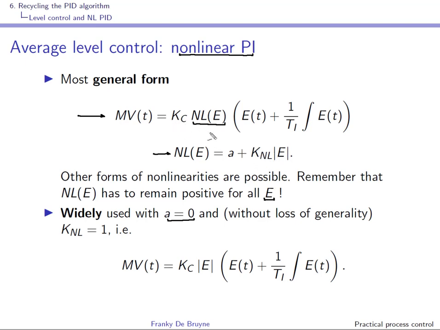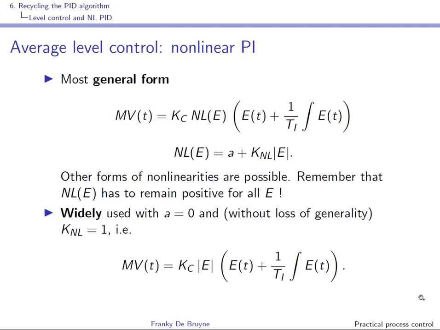So instead of using two gains, you set this one to 1, and you end up with this form here that is often used for average level control. As you can see, in the proportional part we have Kc times the error squared, and this is why this controller is also called an error squared PI controller.